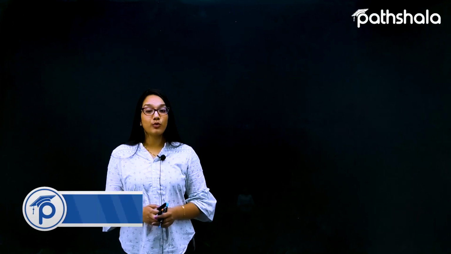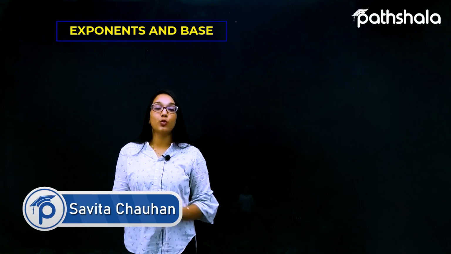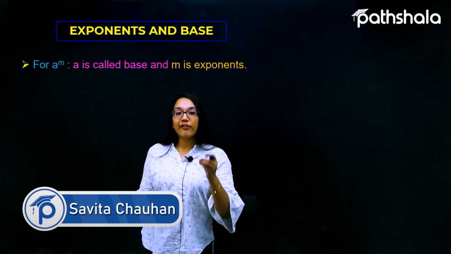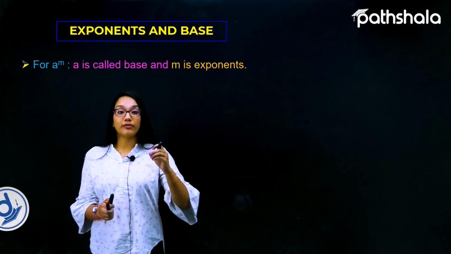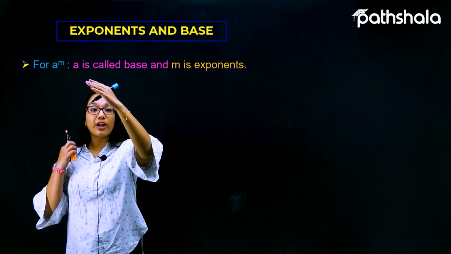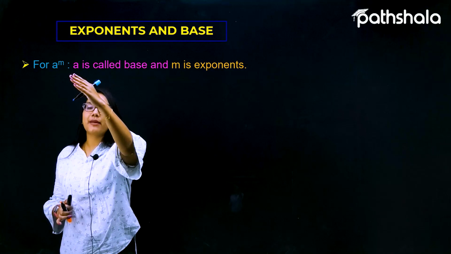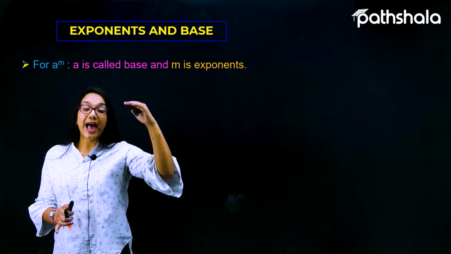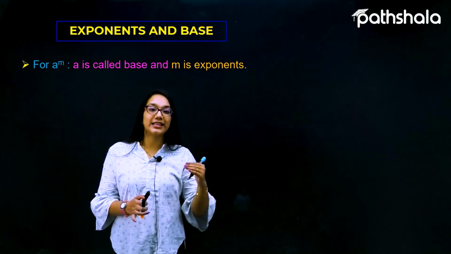Let's just discuss what the exponents and the base are. Suppose we are talking about the meaning of an exponent and the meaning of the base. For any a raised to the power m representation, a is always called the base and m is called the exponent.